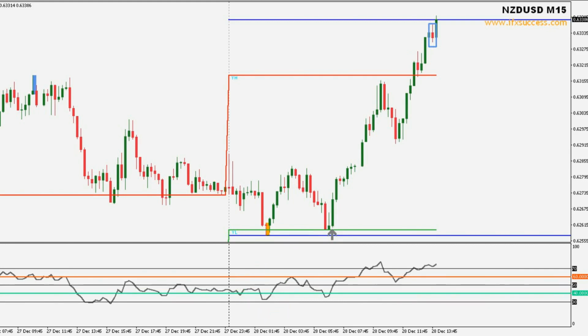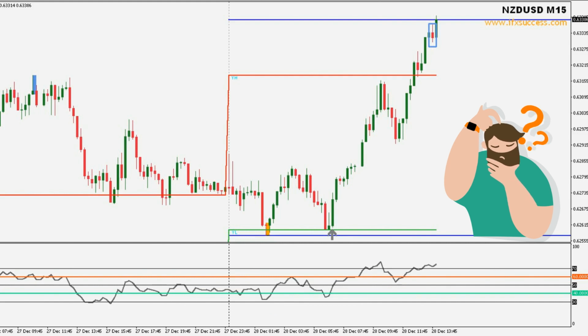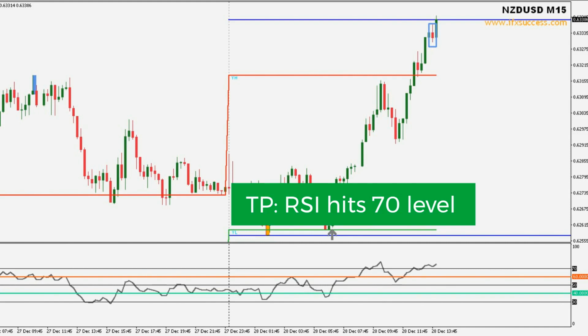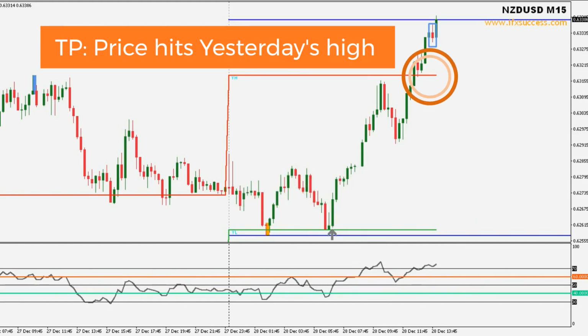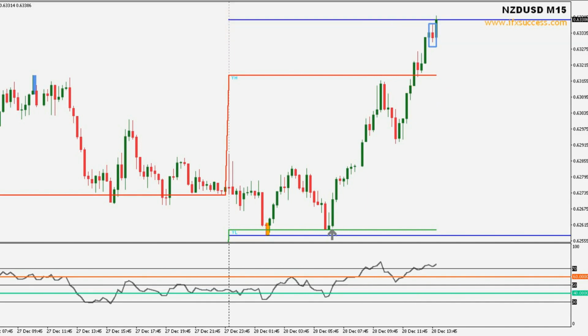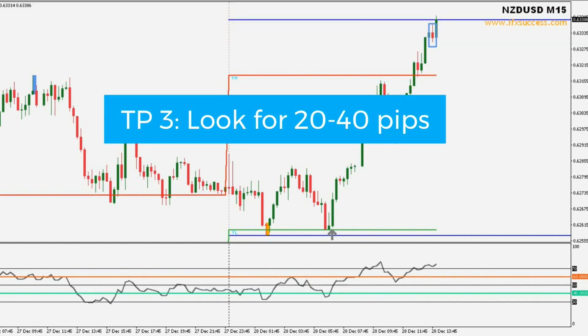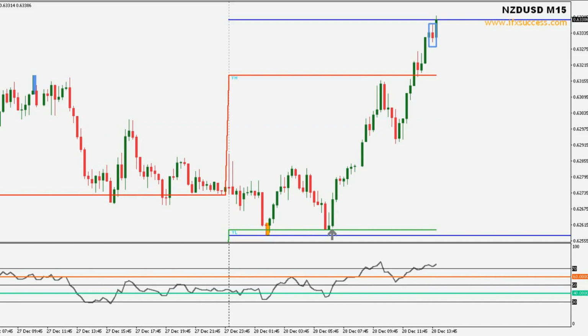Where is the best take profit? You may ask. Here are a couple of options. Option 1, wait until the RSI reaches the 70 level to take profit. Option 2, wait until price reaches yesterday's high to take profit. Option 3, wait until you get 20 to 40 pips to take profit.